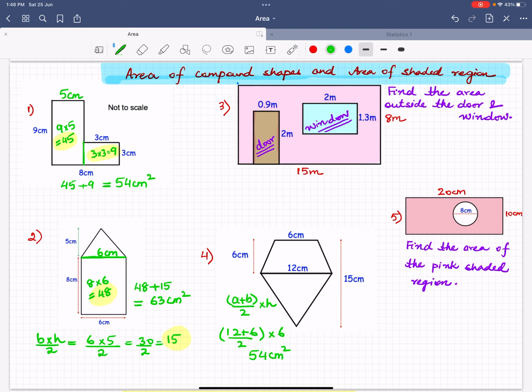Let's move on to finding the area of the triangle. Now, the base of the triangle is the same as one of the parallel sides of the trapezium. Therefore, the base is 12.